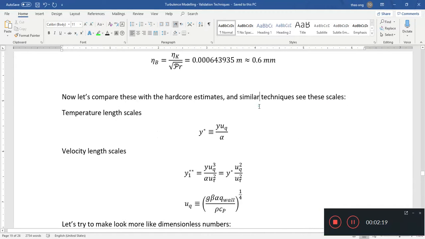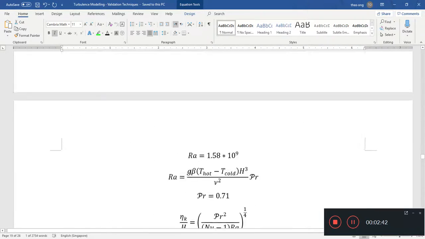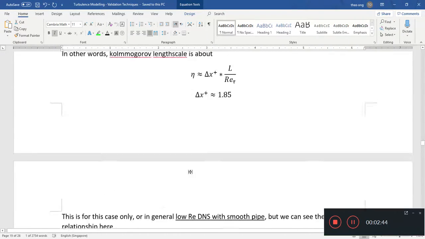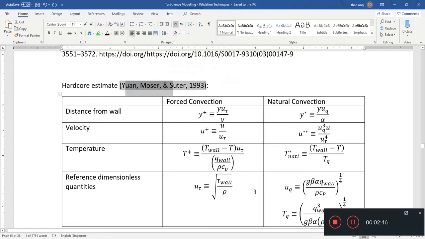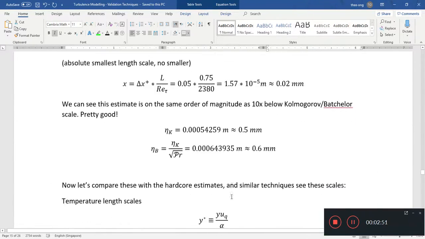Now let's compare with the more hardcore estimates, based on wall functions for natural convection, using the temperature length scales and velocity length scales near the wall. If you recall, where did we get our wall functions from? These are from the paper we talked about in the last video, by Yen, Moser, and Suter. So I'm going to quickly go through them.